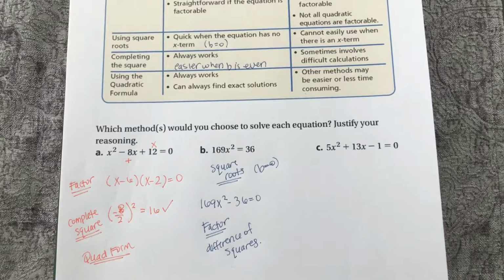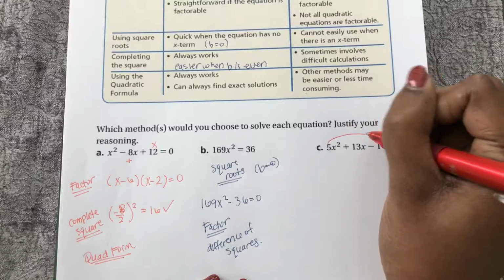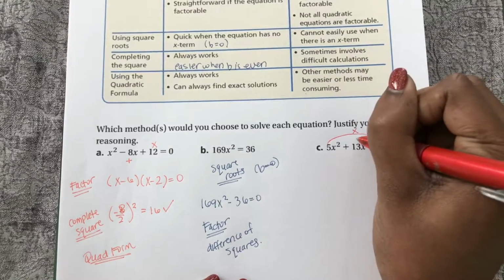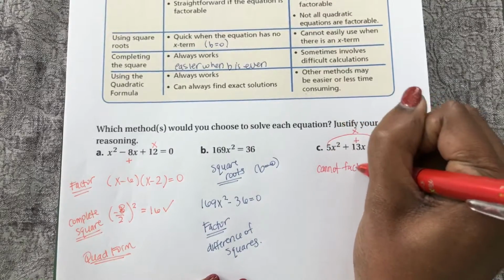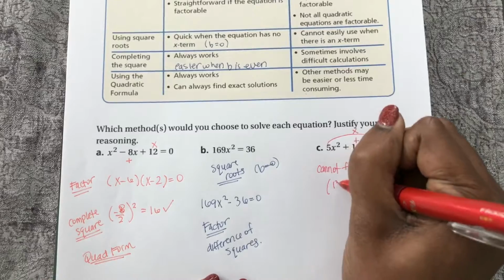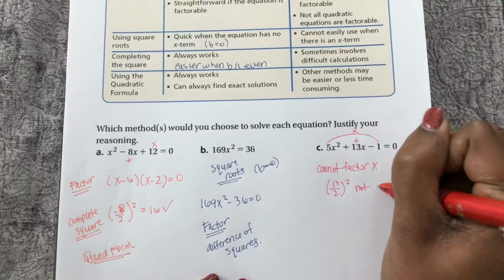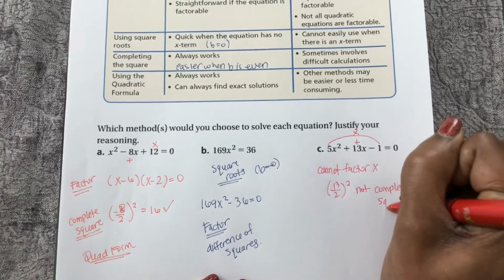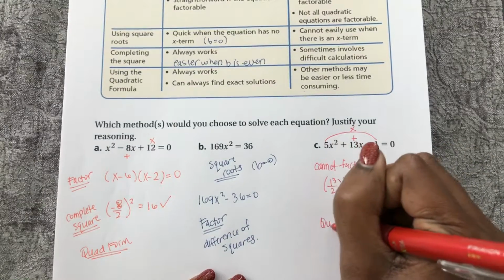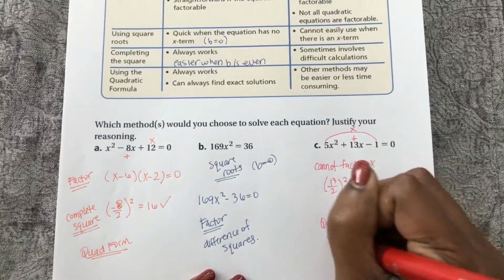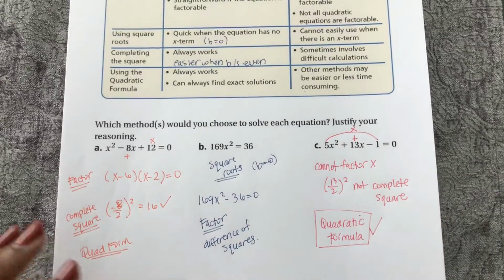So last here on part C, first, a times c is -5. I need two numbers that multiply to make -5 and add to make 13. So I cannot factor. And then 13 over 2 squared is pretty ugly, so I would not complete the square. So the only one I would do here is probably quadratic formula because I could just plug in and solve.